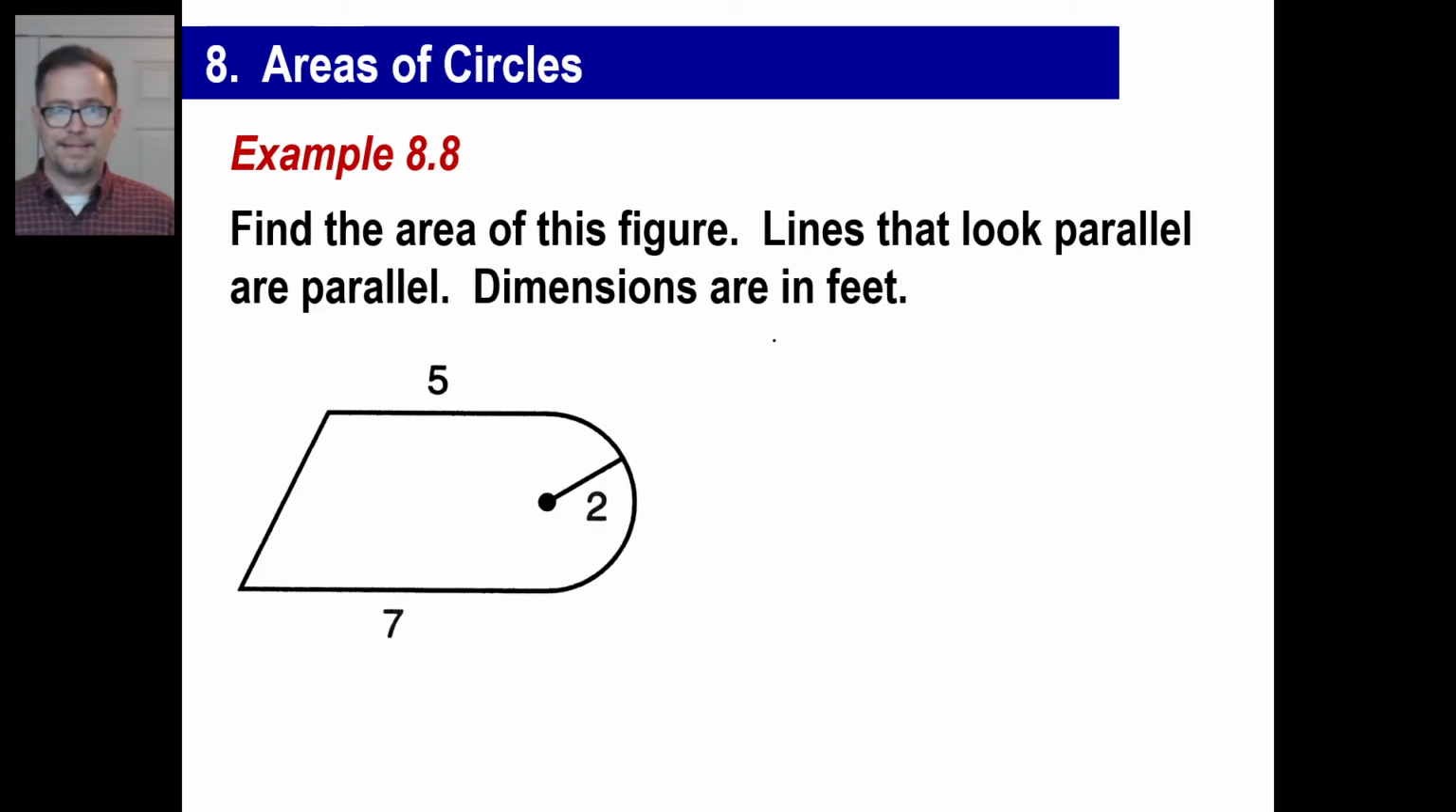All right, the last type we're going to do is this figure to find the area. And you can tell from this thing that it's a kind of a mess. It's a triangle, it's a rectangle, and it's part of a circle. So we're going to have to use all three of these things.